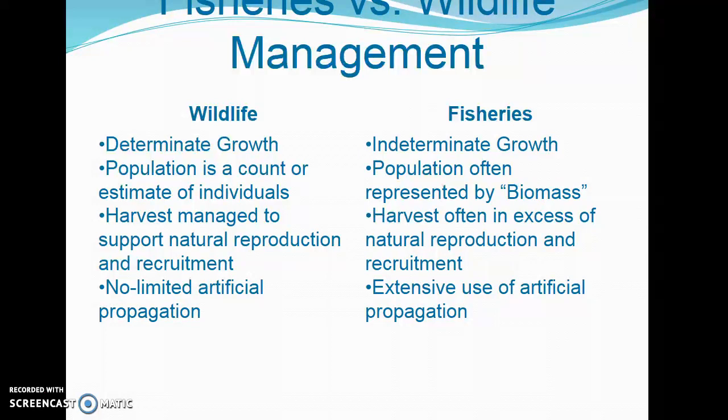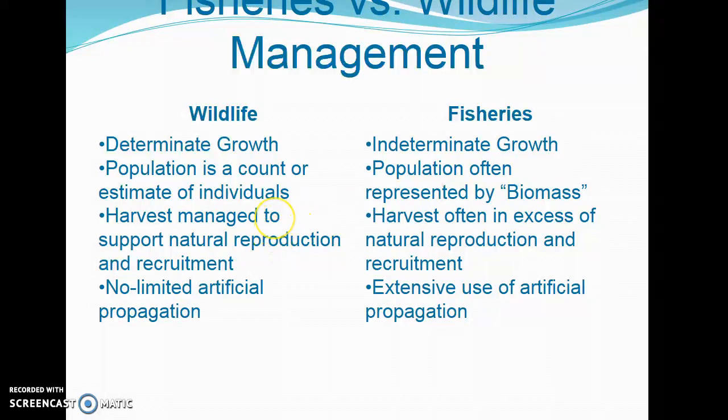So like I said, if you have too many fish in your system, then you're going to get small fish, and they won't be able to just continue growing throughout their life. On a wildlife system, the population is a count or an estimate of individuals. When we do it on a fisheries system, we're looking at biomass, so we're usually talking about the number of pounds of fish rather than the number of individuals of fish.